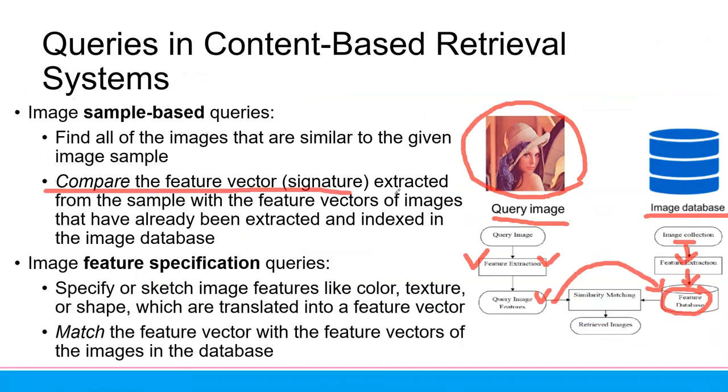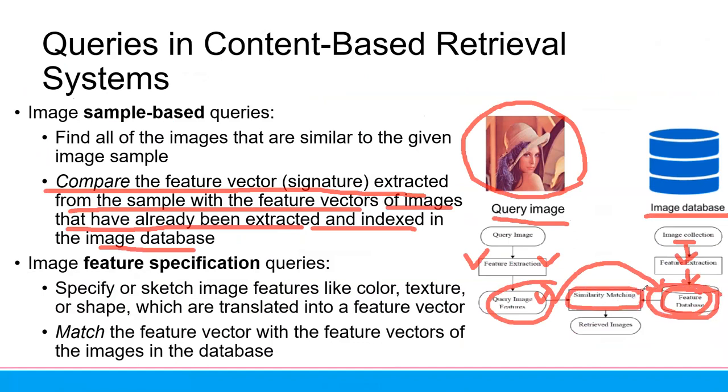So compare the feature vector or signature extracted from the sample with the feature vectors of images that have already been extracted and indexed in the image database. We want to compare between this one and this one, so we can use similarity matching. The most similar images will be the retrieved images. This is the sample-based query, because we have the sample. But we can also do feature specification queries.